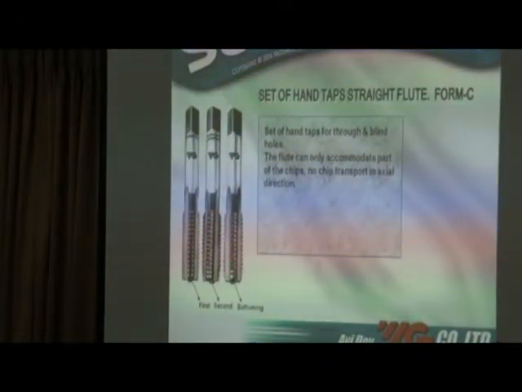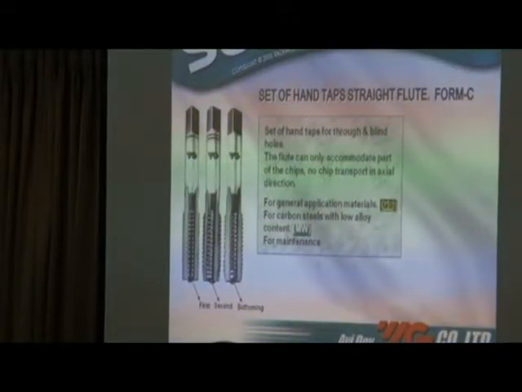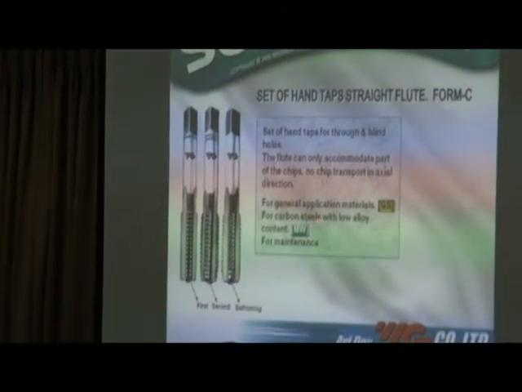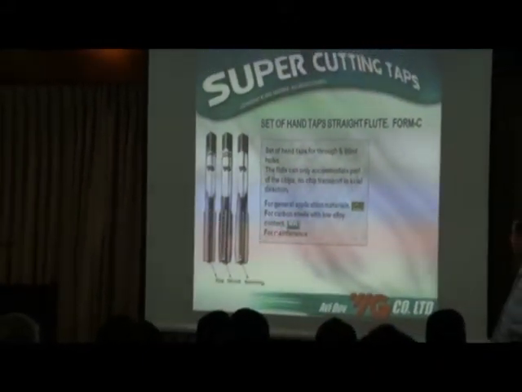Those taps are for blind and through-hole end tapping. Estos machos se usan en agujero ciego y pasante. And they are applicable for those types of materials. Y son aplicados para materiales en general, aleaciones al carbono y trabajos de mantenimiento.